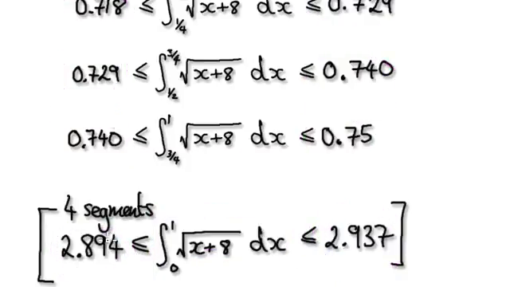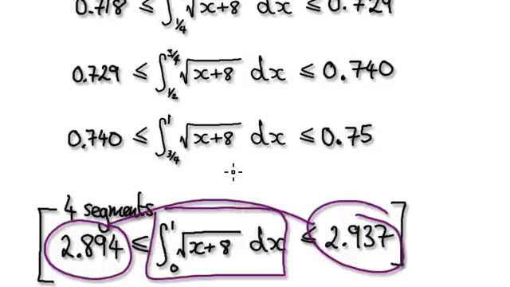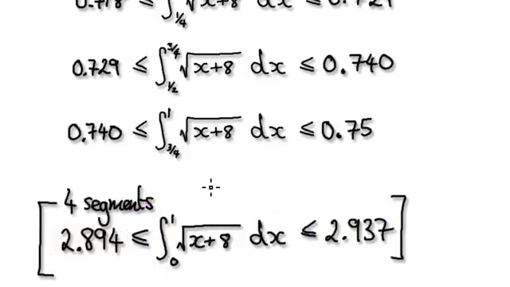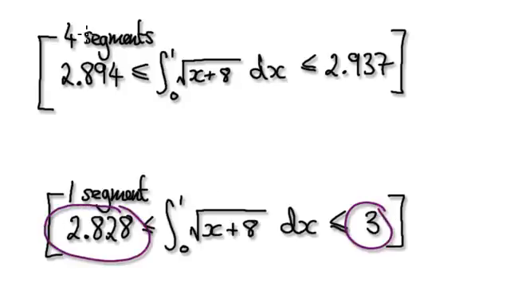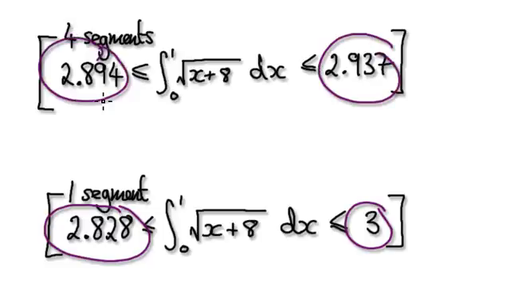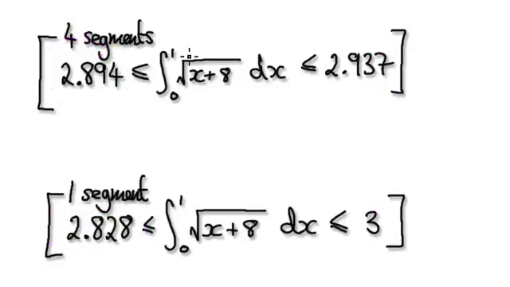So with 4 segments, it gave us a narrower band. In effect, it's increasing the accuracy. If you look at this with 1 segment, it gave us this from 3. But when we split it up into 4 segments, it actually narrowed down the width of the possible answer. So we've increased our accuracy with 4 segments.